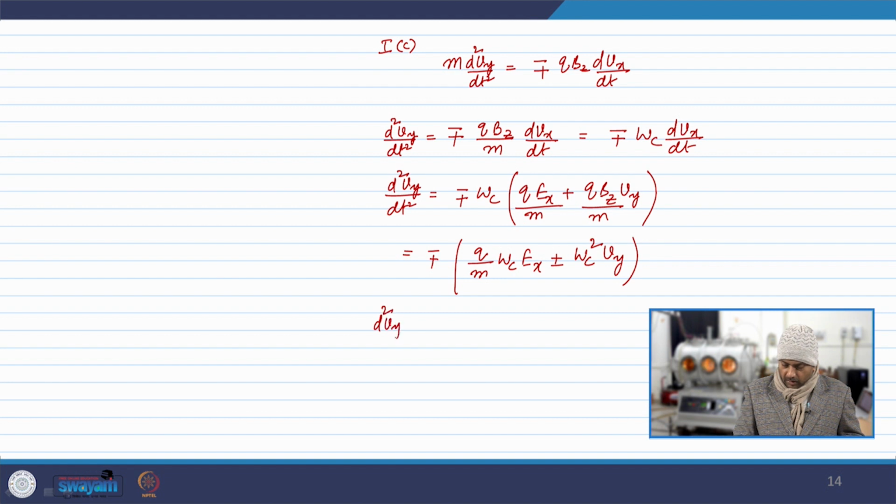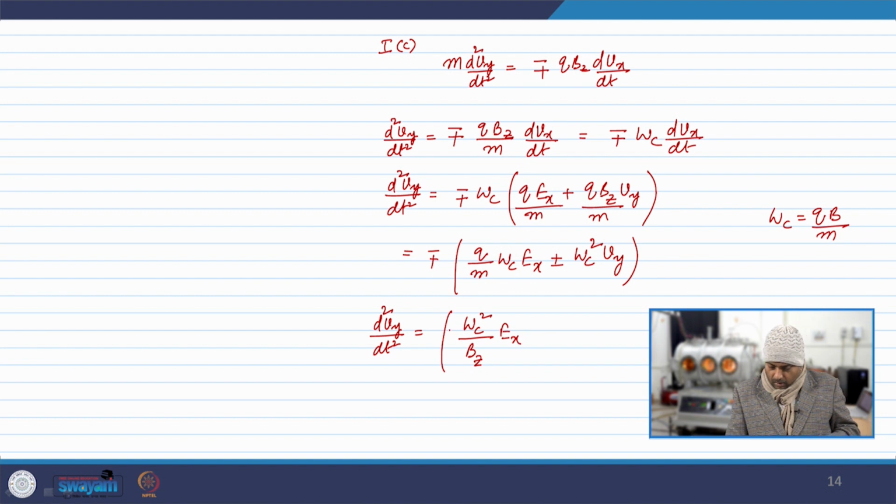And d square Vy by dt square is, taking this minus plus inside, I will be able to write q by m. Omega c is qB by m, right. q by m is omega c by B. That means I have to write omega c square by Bz Ex. You have a plus minus here. Multiplying minus plus will give you minus. These two things again, minus omega c square Vy.